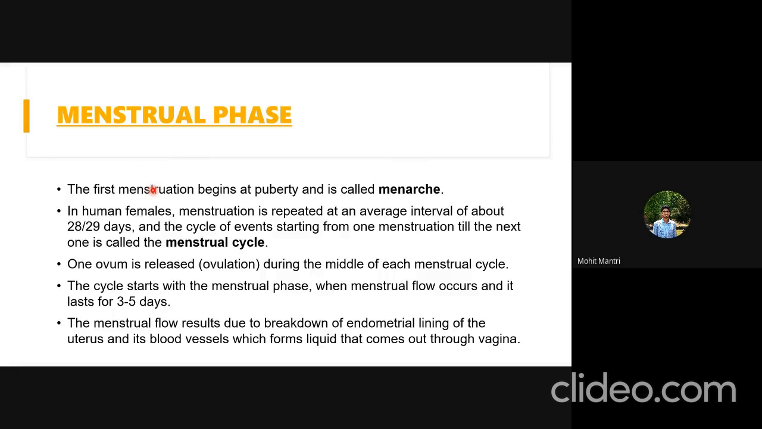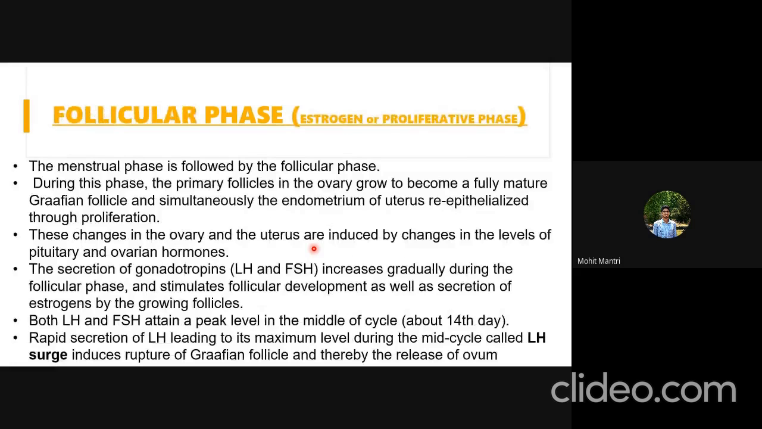The menstrual cycle begins with the menstrual phase, in which the menstrual flow occurs, and it lasts for around 3 to 5 days. During this menstrual flow, the endometrial lining of the uterus is broken down, and all its blood vessels and glands are broken down, and this forms the liquid which comes out through the vagina. So after the menstrual phase comes the follicular phase.